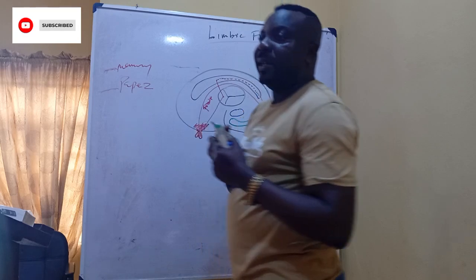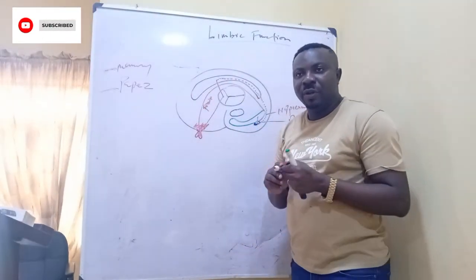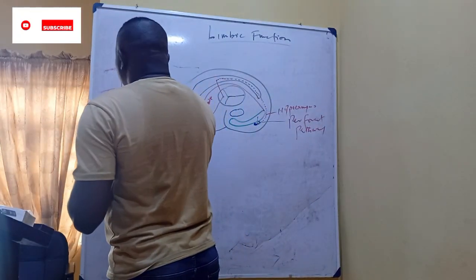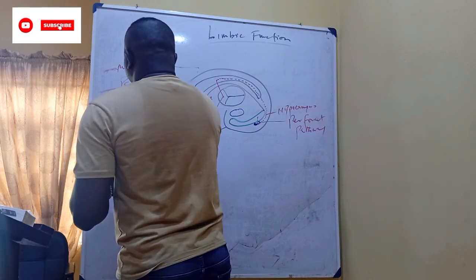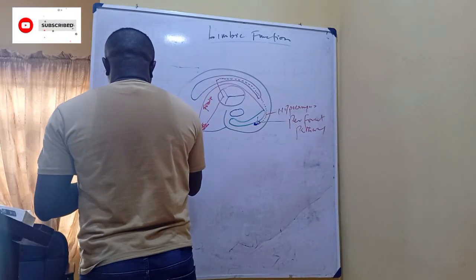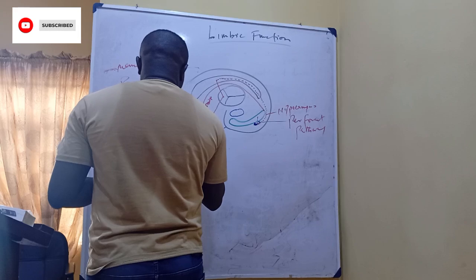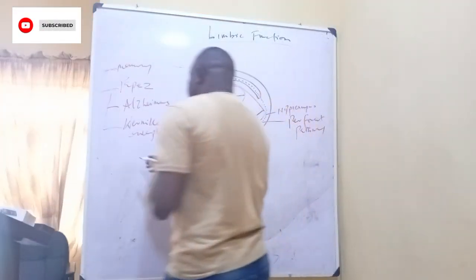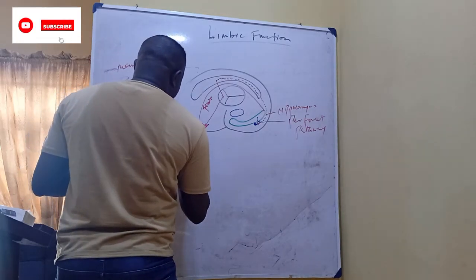Now if there is a lesion or damage to this circuit, what will happen? It will result in Alzheimer's disease, right? And of course, it can also result in Wernicke's encephalopathy. If you don't call it Wernicke's encephalopathy, you call it Korsakoff syndrome.